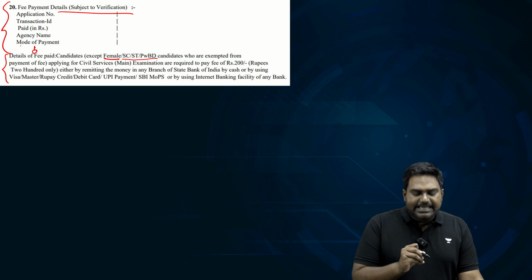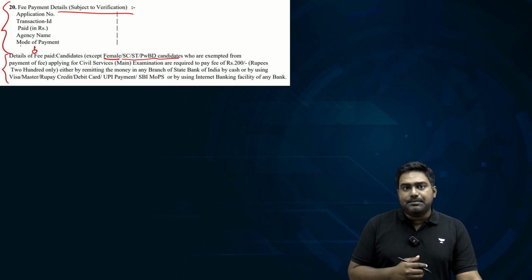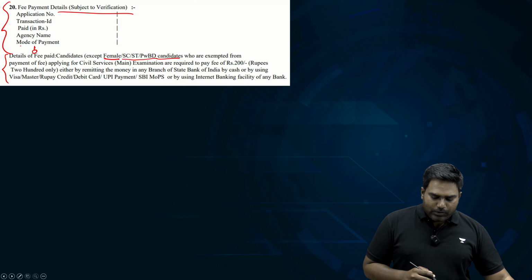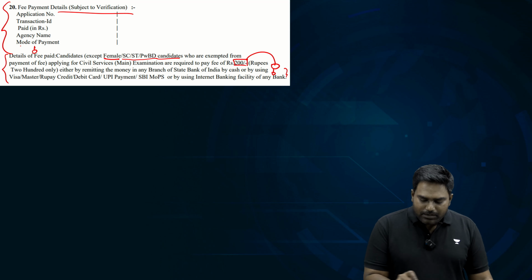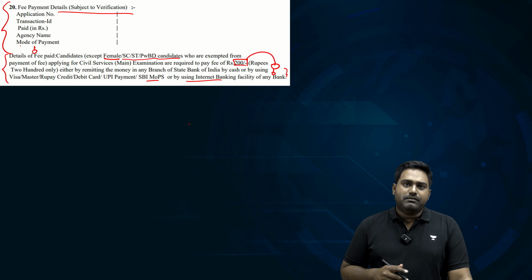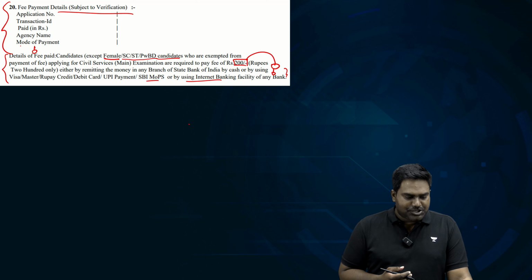Some categories are exempted from the fee payment. Female candidates, SC, ST candidates, and those with disabilities are exempted. The rest, you can quickly fill up. You can quickly make the payment, preferably through the online method, which is simpler, faster and more efficient.